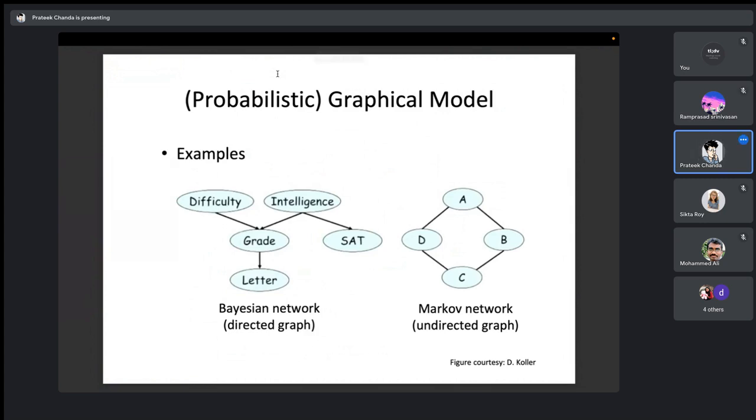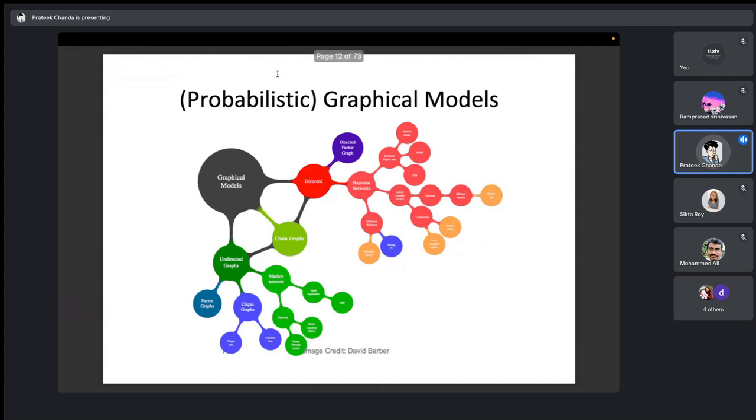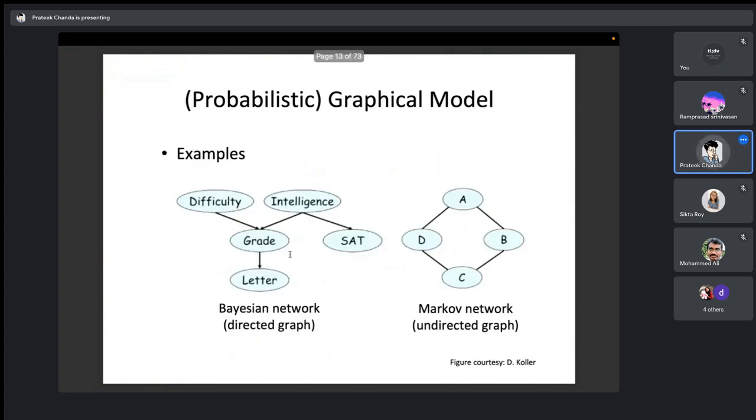So we first start with an example. One is of a Bayesian network, and one is of a Markov network. So we saw the hierarchical division. Under directed graphs we have Bayesian networks, and under undirected graphs we have Markov networks. In the case of a Bayesian network, you have a directed edge between different random variables. The first example is from the Daphne Koller book on probabilistic graphical models.